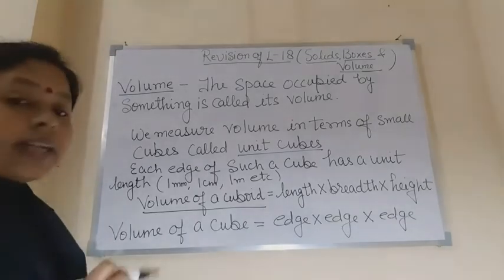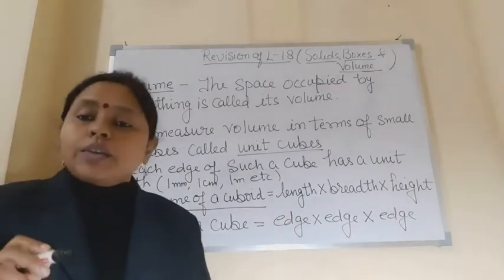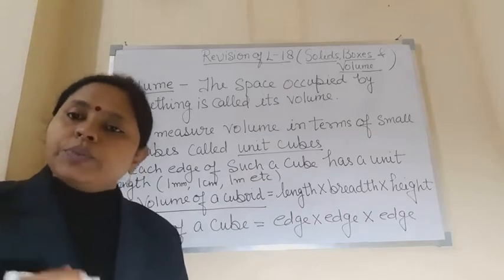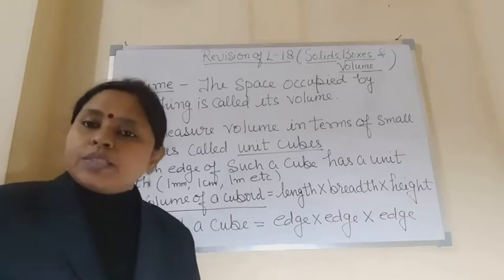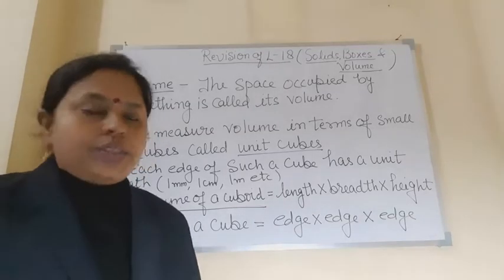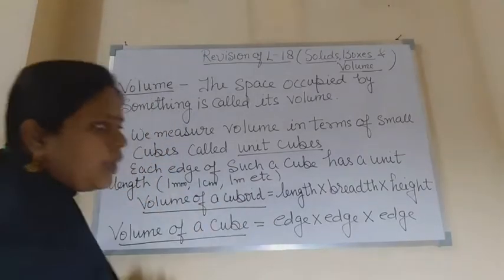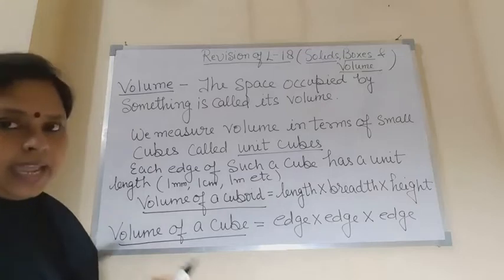And when it comes to the volume of a cube, we know that in a cube all the edges are equal, that is length is equal to breadth is equal to height. So we can say that length is equal to breadth is equal to height is equal to edge. Therefore the volume of a cube is equal to edge multiplied by edge multiplied by edge.